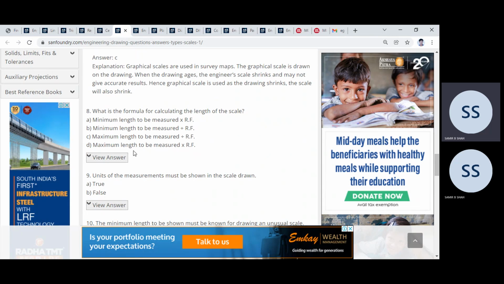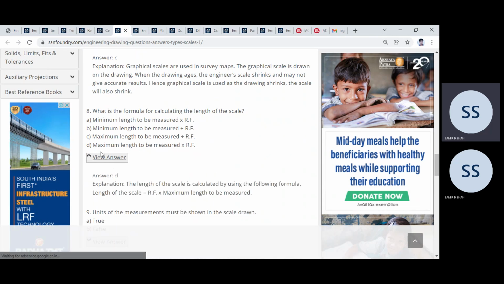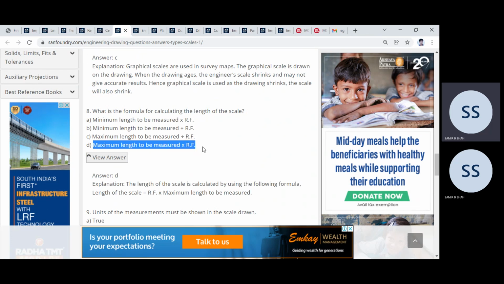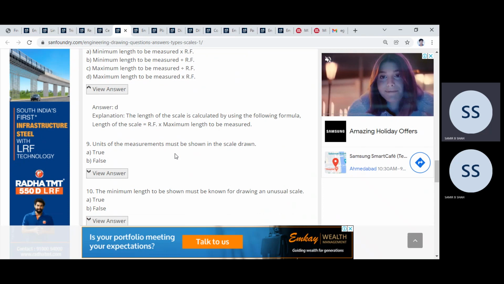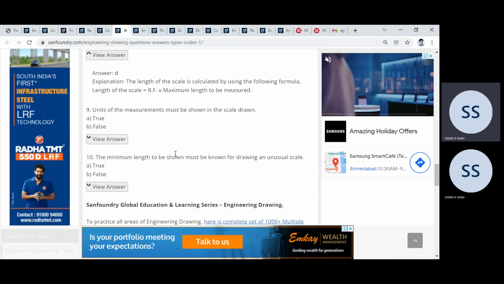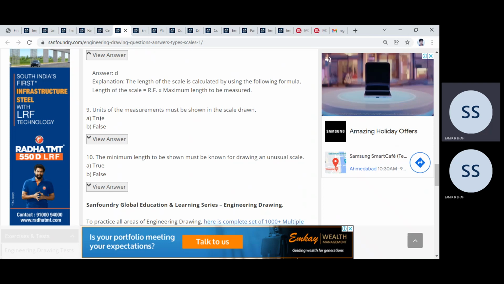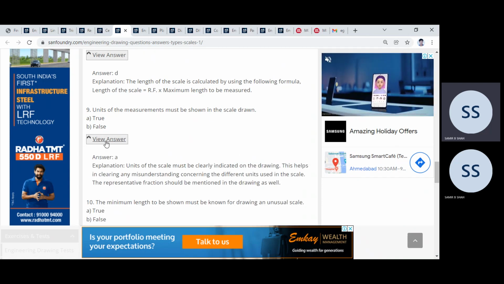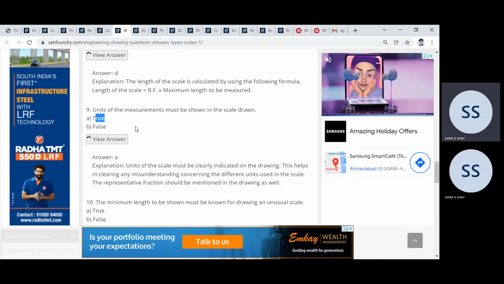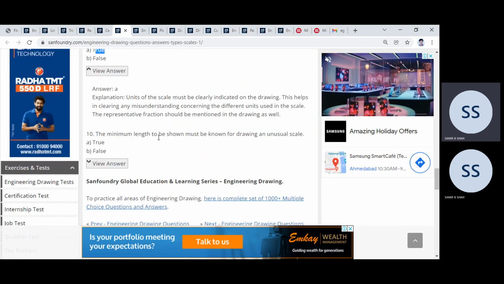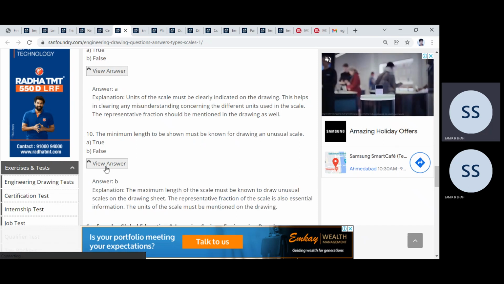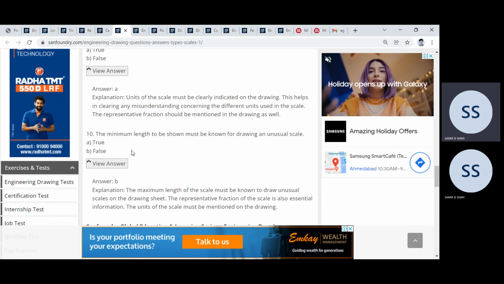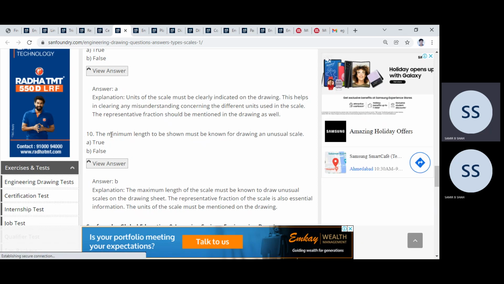What is the formula for calculation of the length of the scale? Right. At that time, it is maximum length to be measured into RF. Okay, so if you know the equation of RF, then for all the questions which we solved previously and which we are presenting right now, you can give the answer properly. Units of measurement must be shown in the scale drawn. Definitely, we have to put the unit. Is the minimum length to be shown must be known for drawing an unusual scale? No, it is not the right thing. The maximum length of the scale must be known to draw an unusual scale.